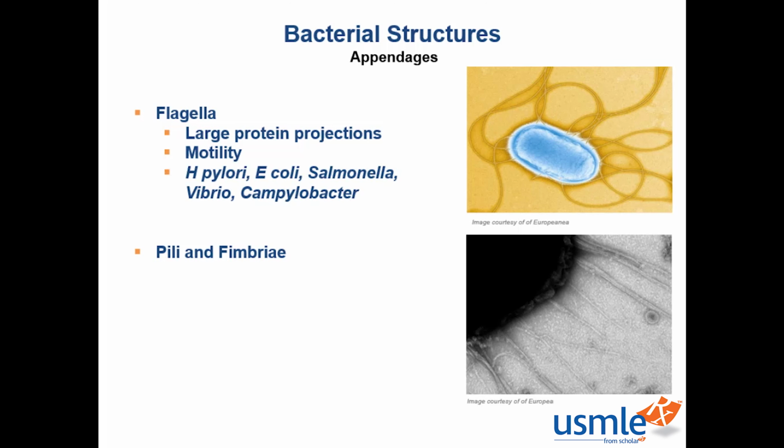The infamous ulcer-inducing H. pylori, E. coli, food-poisoning Salmonella, and the diabolic diarrhea bug Vibrio and Campylobacter all contain flagella and have motility as one of their distinguishing characteristics. Our next notable extracellular projection are the pili.